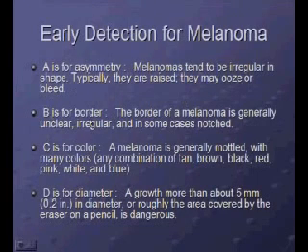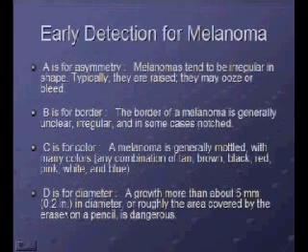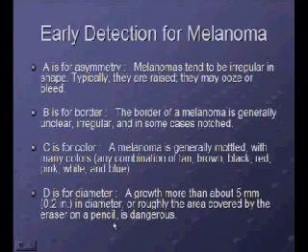B is for the border. The border of a melanoma is generally unclear, irregular, in some cases notched. C is for color. A melanoma is generally mottled with many colors, any combination of tan, brown, black, red, pink, white, or blue. And D is for diameter. Growth of more than 5 millimeters in diameter, or roughly the area covered by the eraser of a pencil, is typically dangerous.